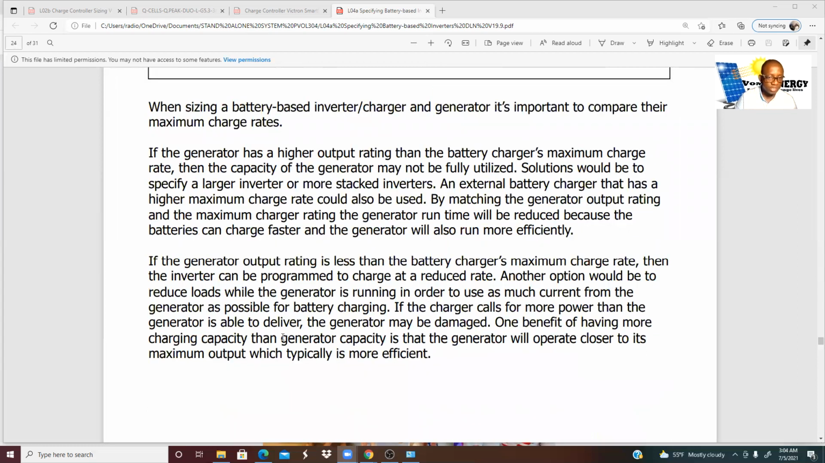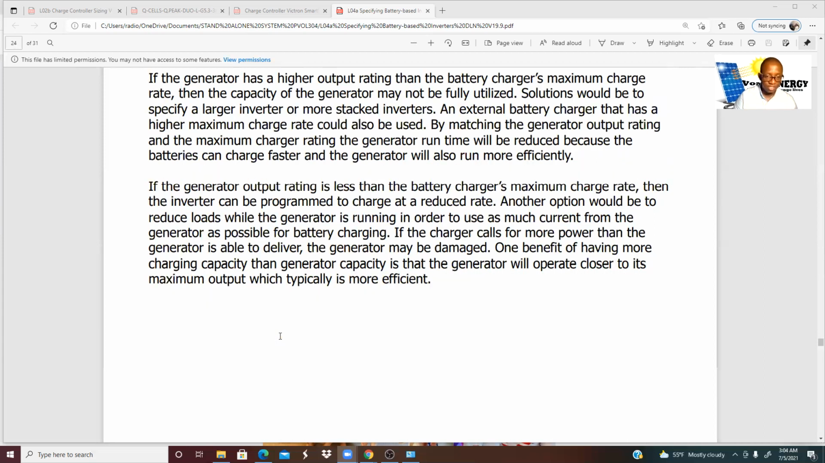If the generator output rating is less than the battery maximum charging rate, then the inverter will be programmed to charge at a reduced rate. Another option would be to reduce the load while the generator is running in order to use as much current from the generator as possible for battery charging. If the charger calls for more power than the generator is able to deliver, the generator may be damaged. One benefit of having more charging capacity than the generator capacity is that the generator will operate closer to its maximum output, which typically is more efficient.